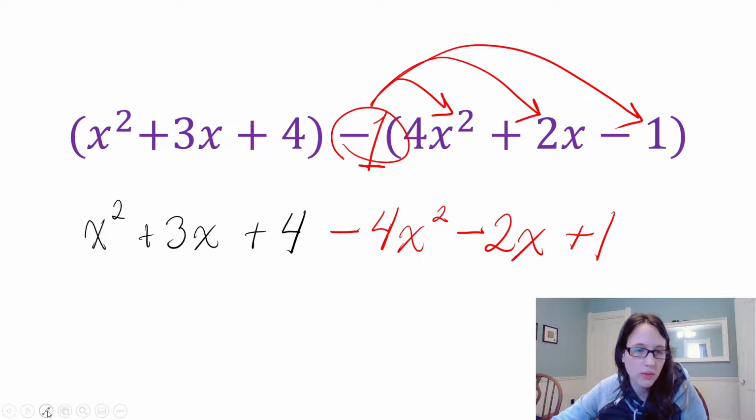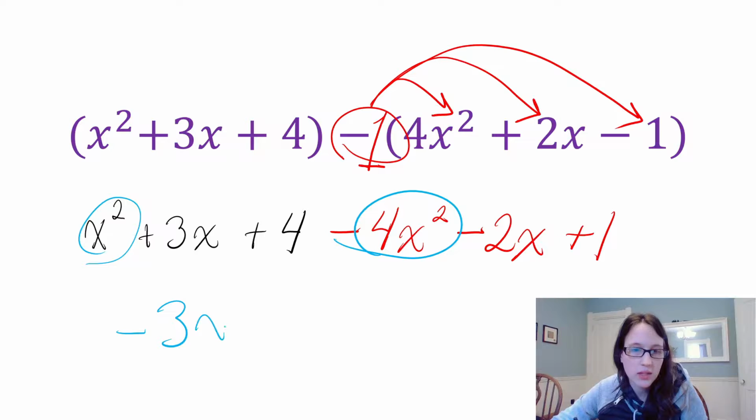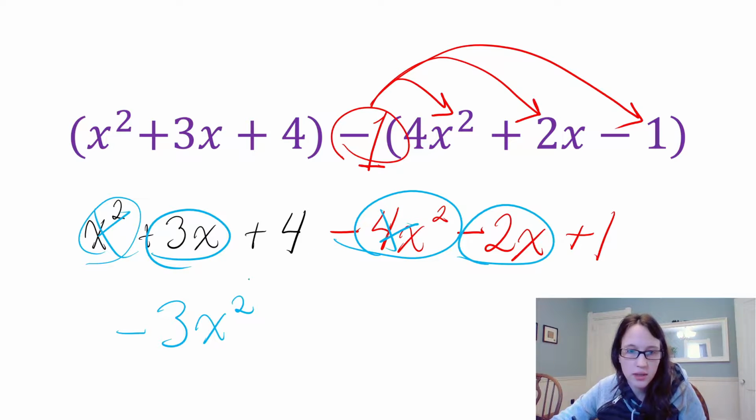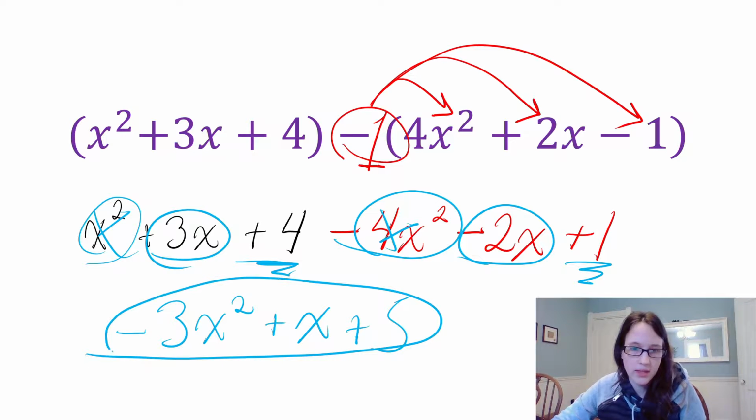So let me switch to a different color here. Let's do blue. So I have x squared and minus 4x squared. That's going to be minus 3x squared. All right, I'm going to cross those out. Now I see that I have 3x and minus 2x. 3x minus 2x is 1x, so just plus x. And then lastly, I have plus 4 and I have plus 1. 4 plus 1 is 5, so plus 5. So here is the end answer.